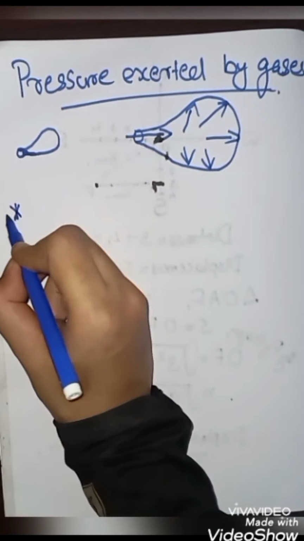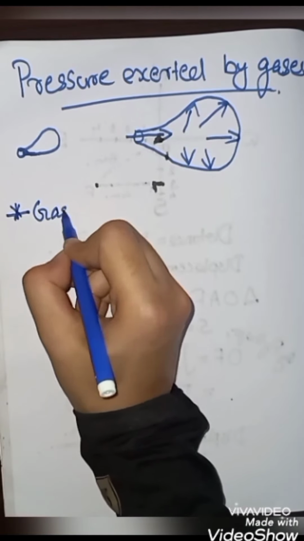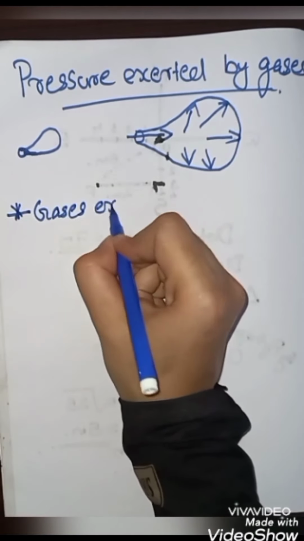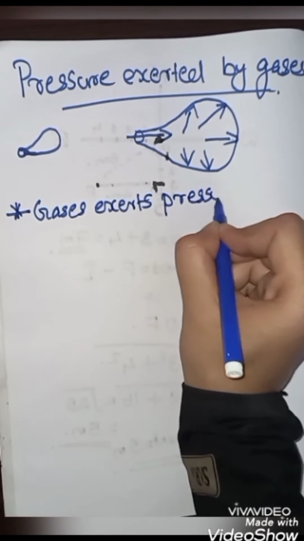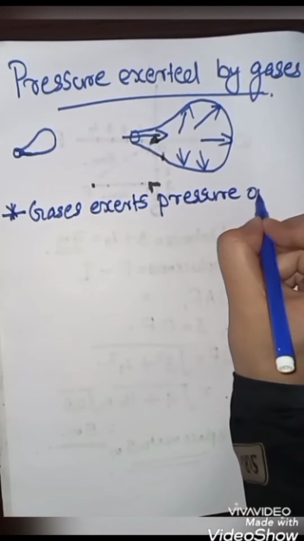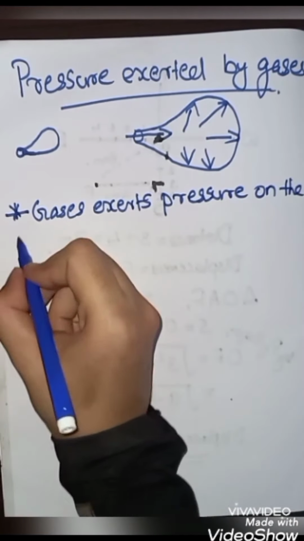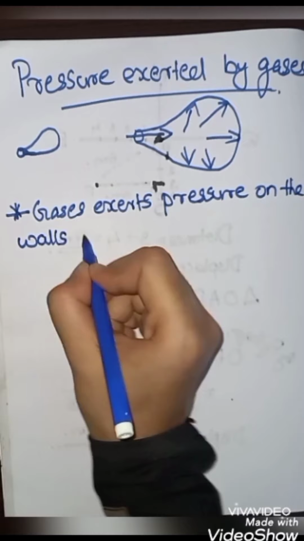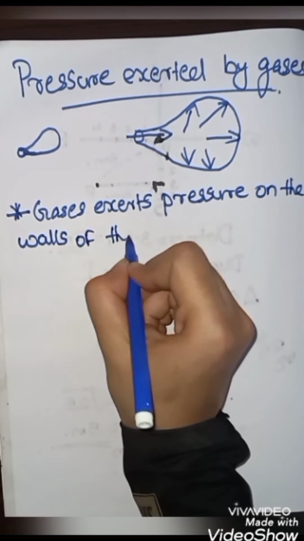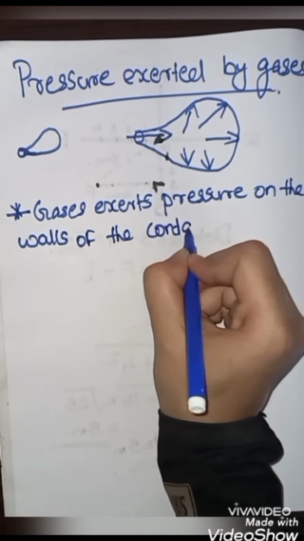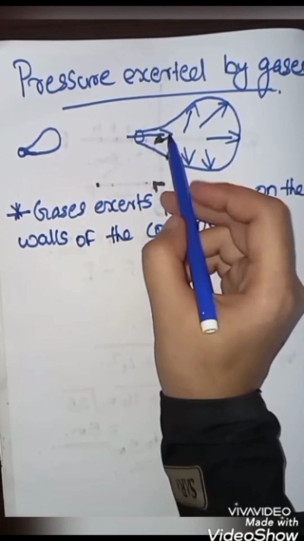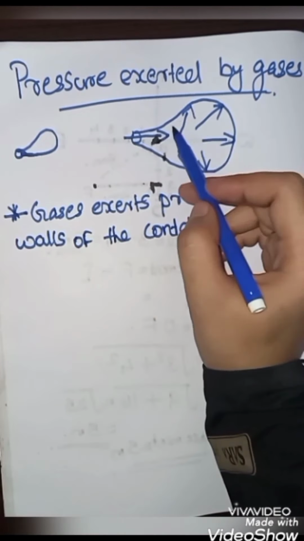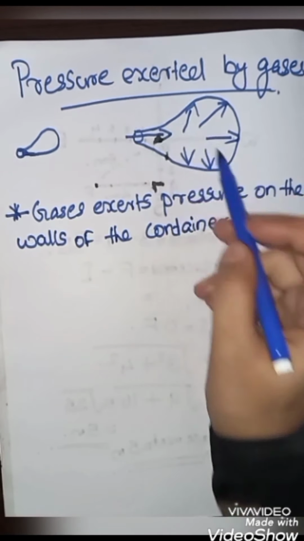So we can understand that there is only one point you have to study, that is gases exert pressure on the walls of the container. Here the container is a balloon. Here the gas exerts pressure on the walls of the container.